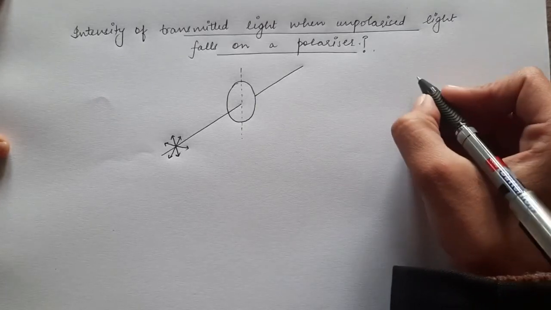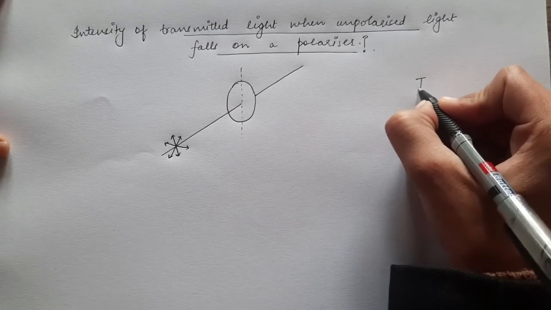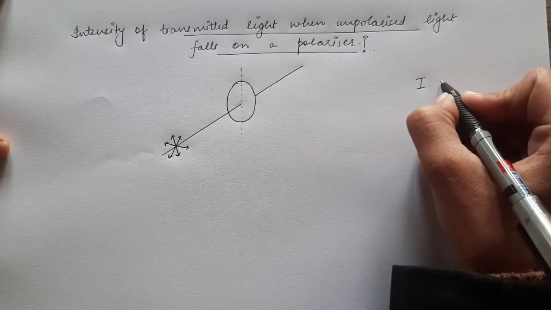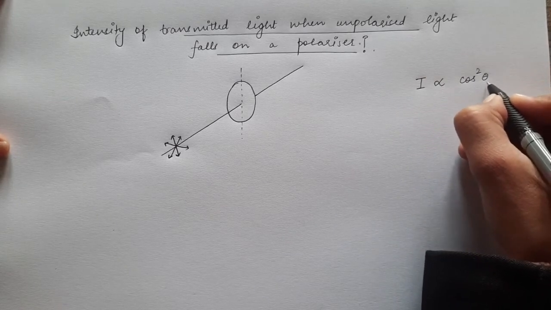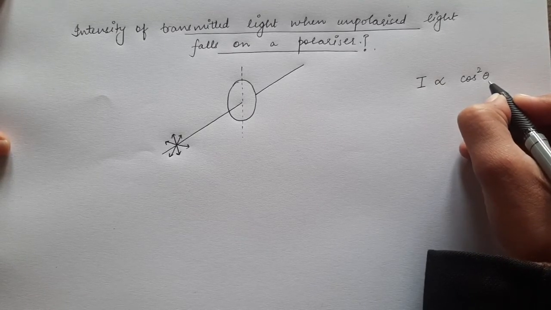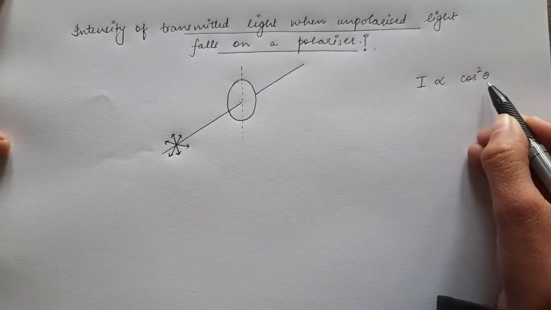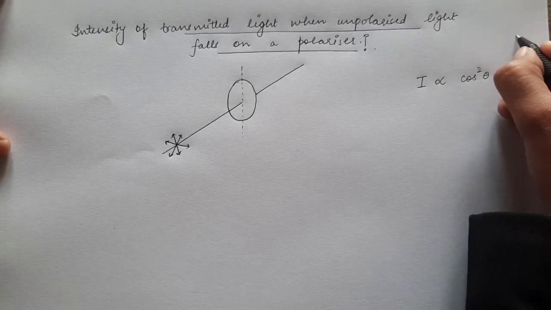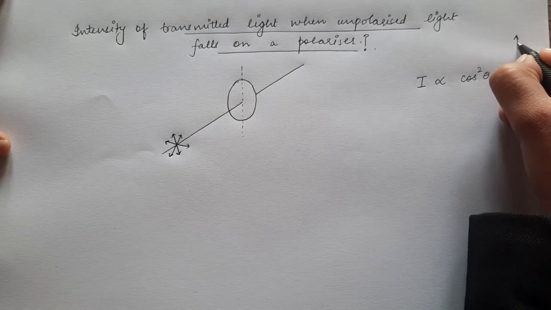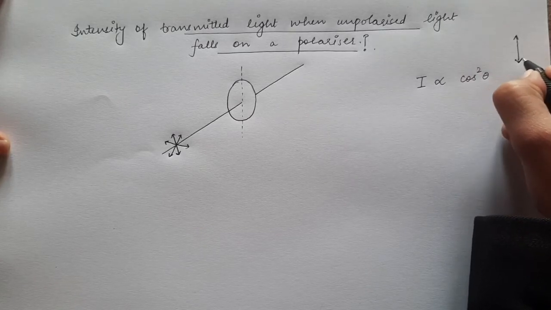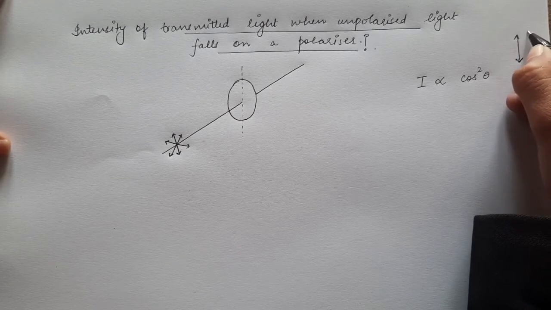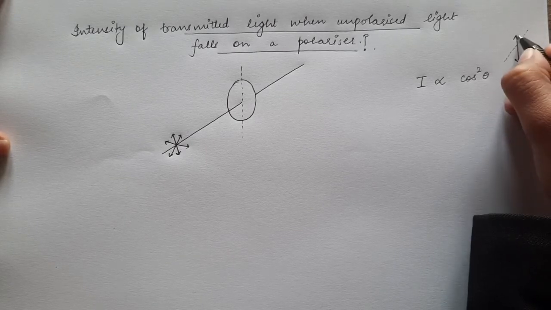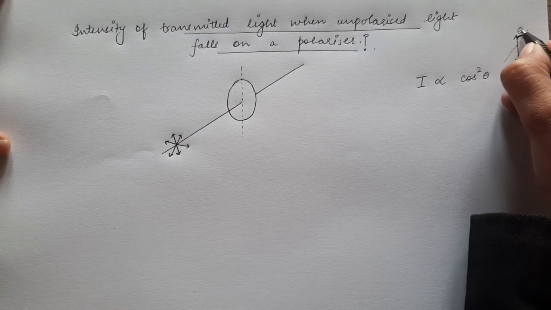So there we saw that the intensity of the transmitted light is directly proportional to cos square theta, because theta is the angle made by the vibrations of the electric field of the incident light with the transmission axis. If this is the electric field which we took, the direction of vibrations of the electric field of the incident light, and this is the transmission axis of the polarizer, they are making an angle of theta.